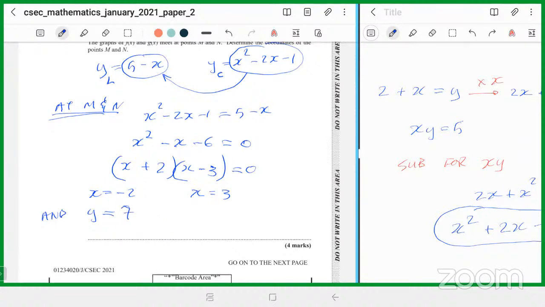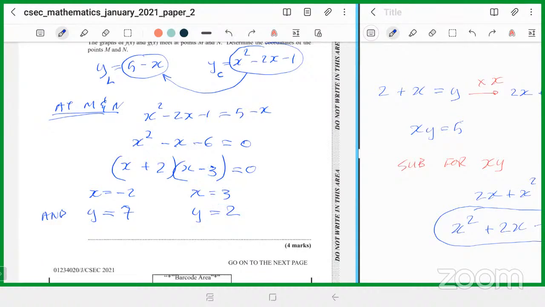I'm going to plug in this one, this 3, inside here again. I'm going to get 5 minus 3, right? So the y is going to become 2. I'll plug the 3 inside here, I'm going to get 5 minus 3, which is 2.